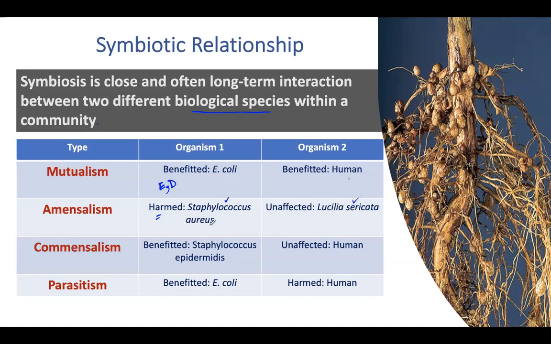So over here, this group of organisms is harmed, and Lucilia is unaffected. Okay, very interesting. So that's the amensalism relationship. Commensalism: one is benefited. So in amensalism, one is harmed and one is unaffected, right? In commensalism, one is benefited and the other remains unaffected. Easy example, Staphylococcus epidermidis and human.